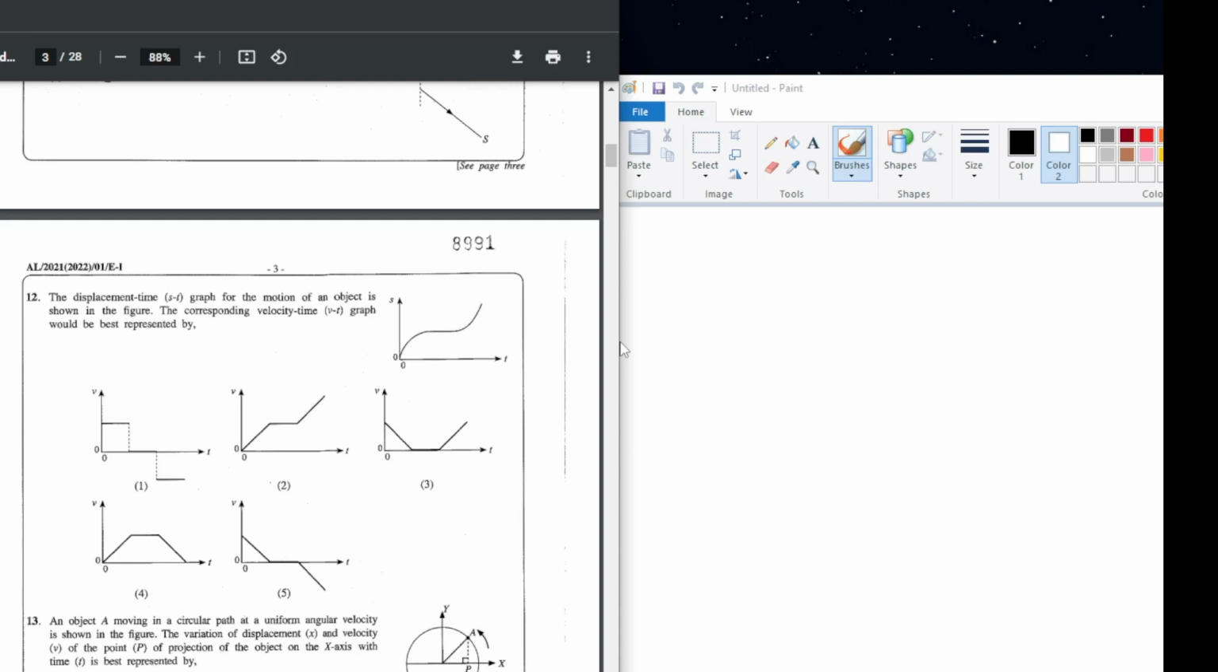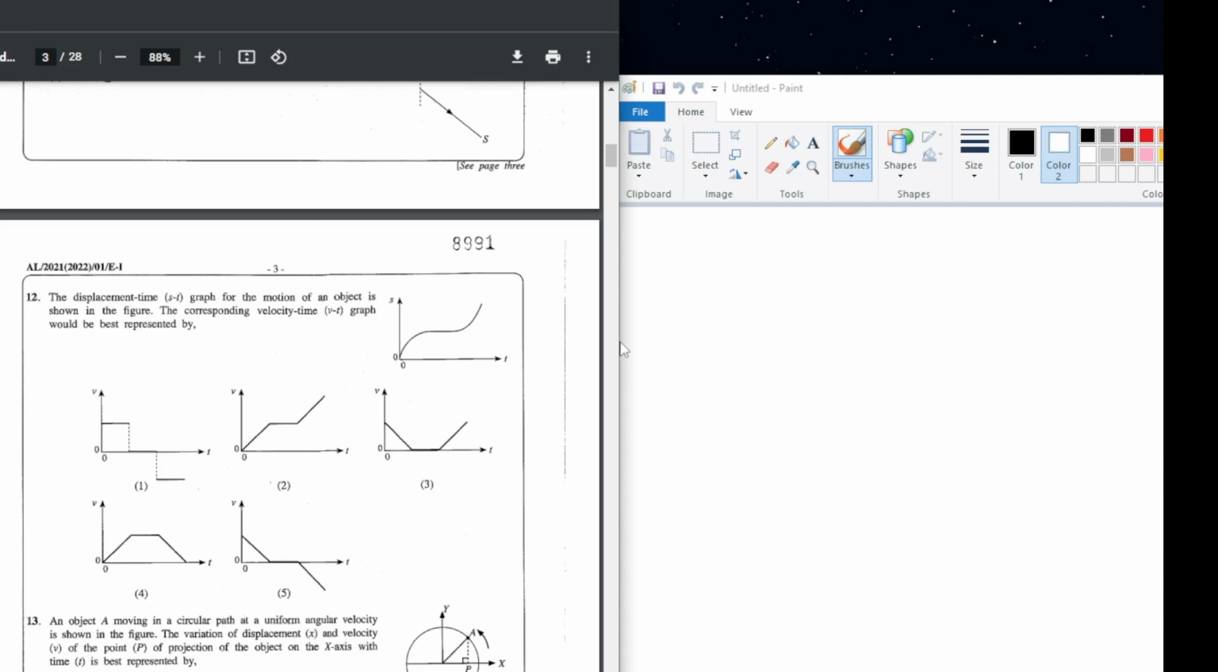So it's moving with an acceleration now to the same side. Displacement is positive. So then the velocity is positive and acceleration. So it is not 5, then answer 3.